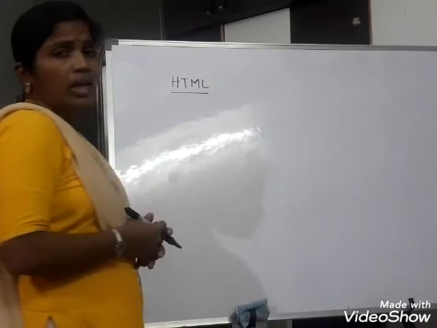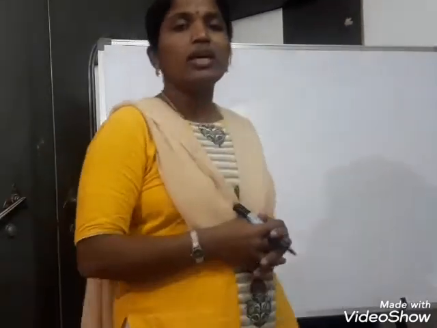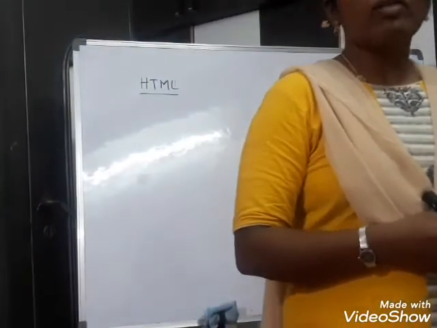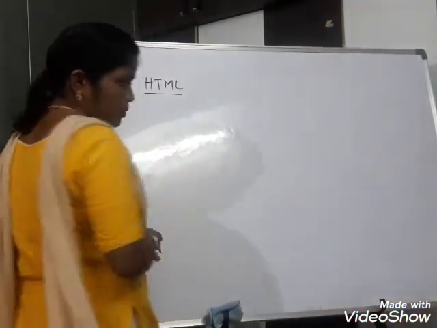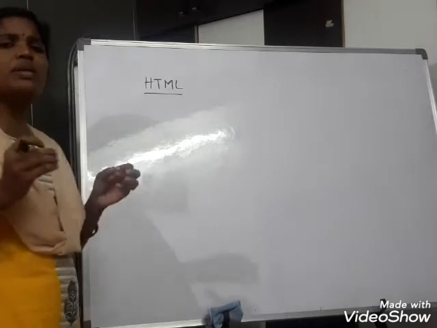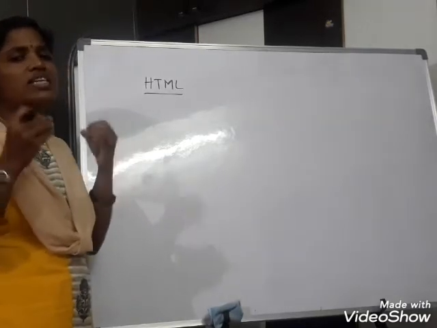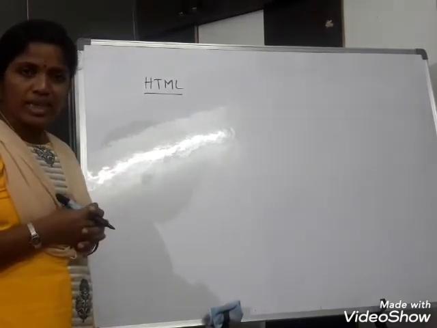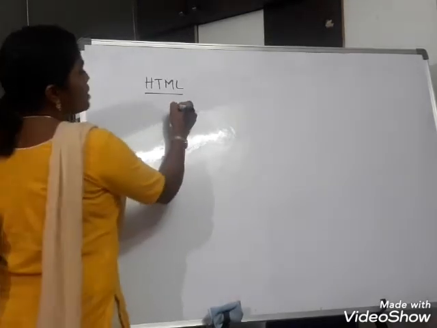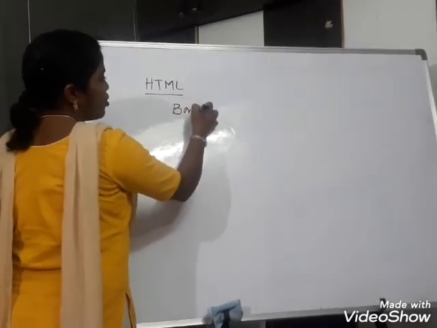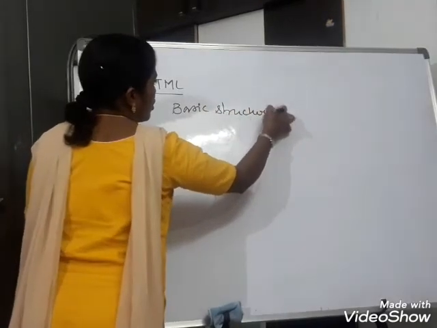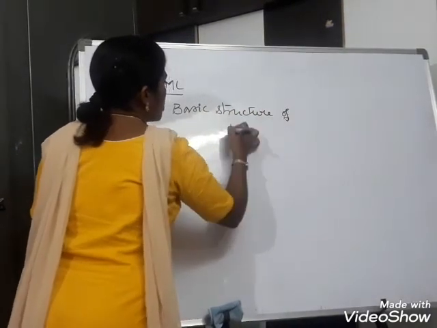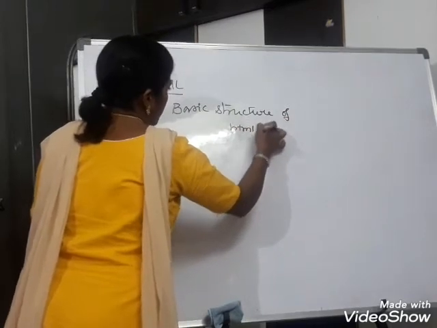So here I would like to explain a simple HTML program which tells what all the elements available are. Okay, so how will be the basic structure? When we learn the C language, we start with the basic structure of the C language. So here I will say the basic structure of an HTML program.